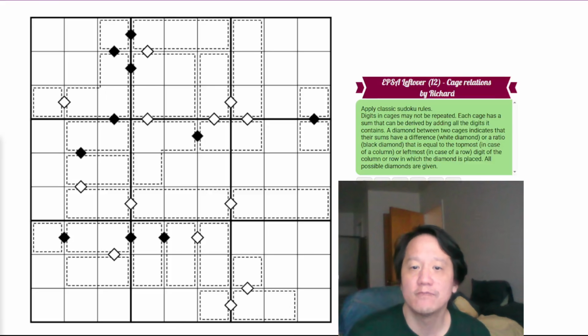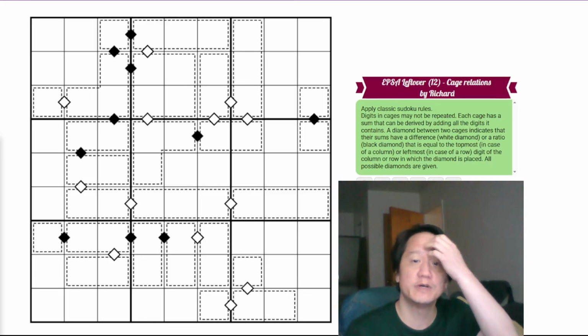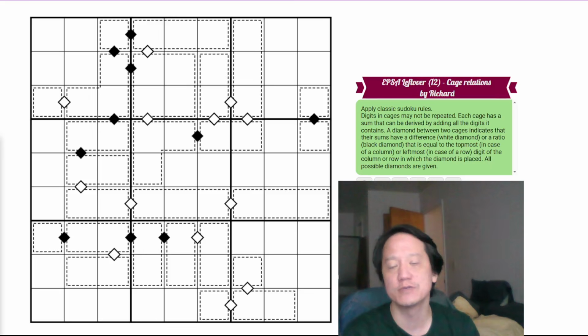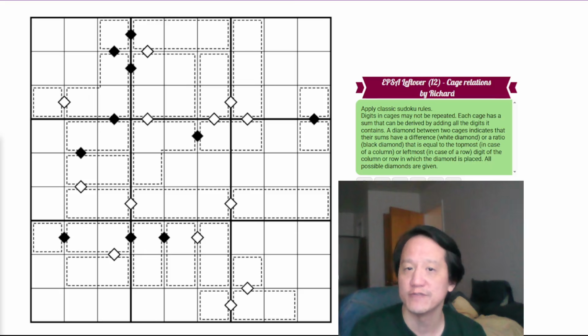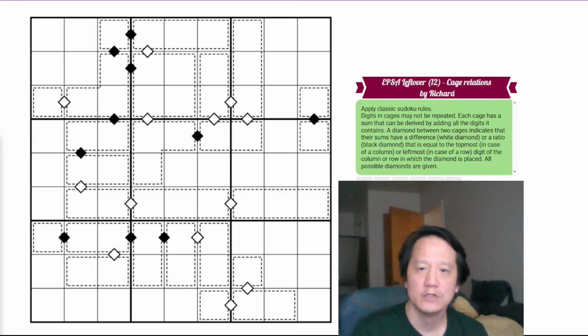Hello everyone, I'm Frank and welcome to Frank Puzzles, and this is today's easy level puzzle. And take that easiness with a grain of salt, because it's considered easy by the people on the Logic Masters Germany forum, and there's a lot of really smart people there. Today's puzzle is EPSA Leftover 12, Cage Relations by Richard.